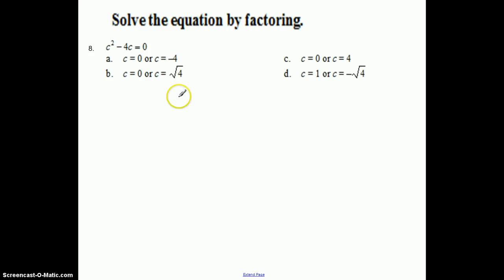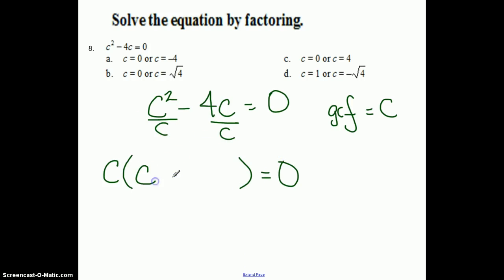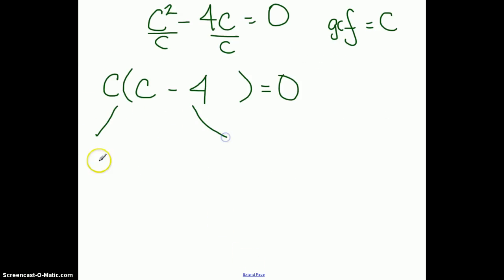Okay, again, solve by factoring. Now this one's a little different though because it's missing a value. So the most I can do is take the greatest common factor of C out. So if I do, that leaves me one C here and a 4 here. So now my job is just to separate those.